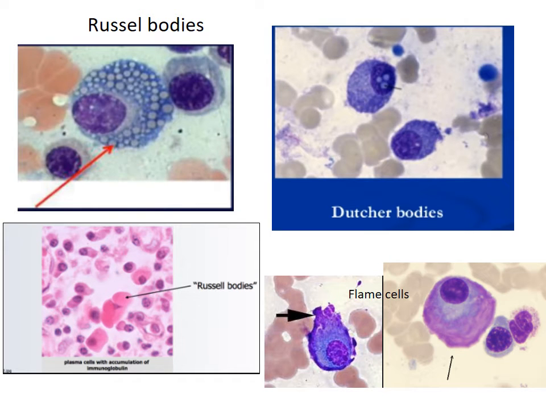So in this picture, you can see the Russell bodies, which are nothing but the cytoplasmic inclusions. In histopathology, they appear as pink cytoplasmic inclusions. Dutcher bodies are the intranuclear inclusions, and flame cells are nothing but plasma cells with fiery red cytoplasm.